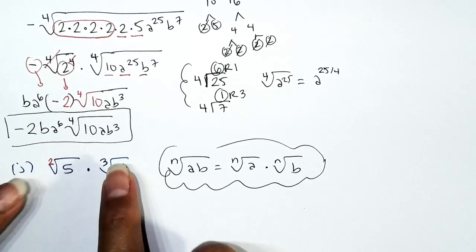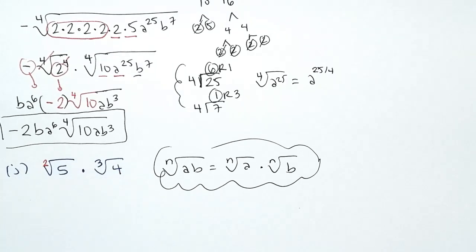Why not? Because the indexes are not the same. And then I'm like, man, what am I supposed to do? The directions read simplify the expression. So again, what does it mean to simplify?